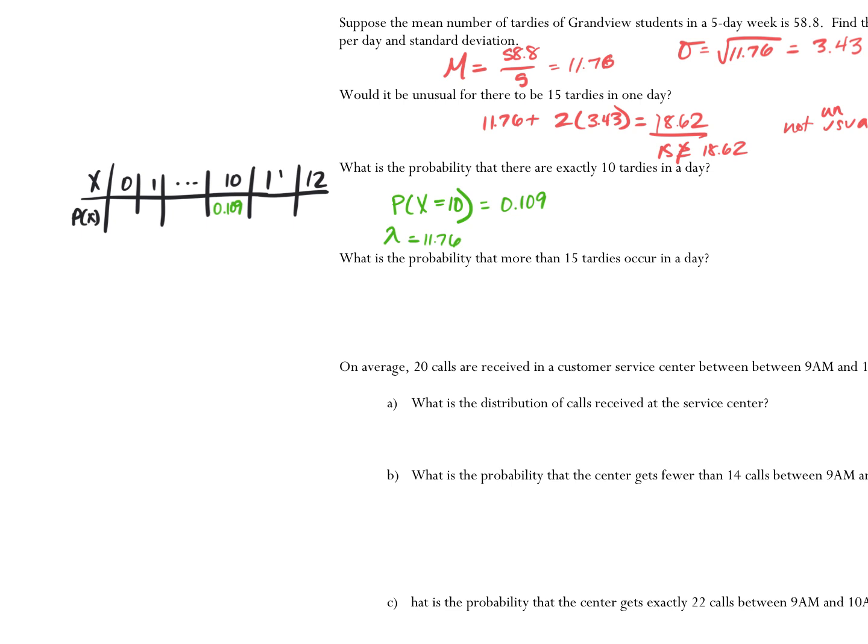All right, now, what is the probability that more than 15 tardies occurred in a day? How would I put that in symbols? X is not greater than or equal to. More than would be strictly more than. Is everybody with me? More than 15. Okay. So again, I'm going to envision, what does this table look like?